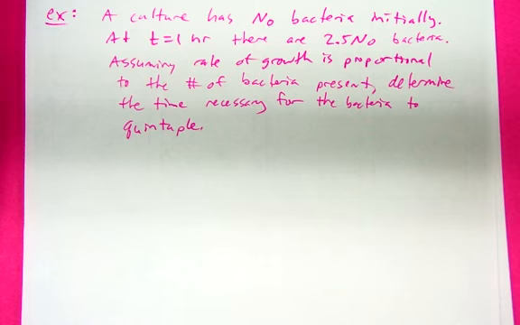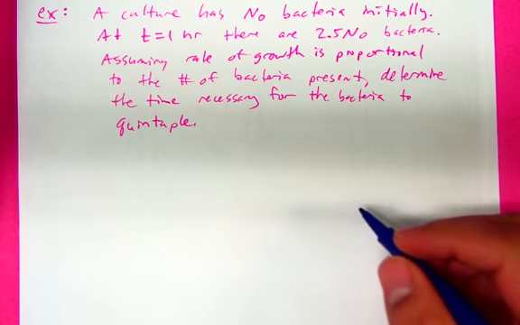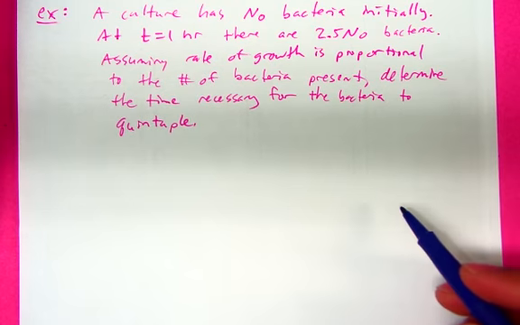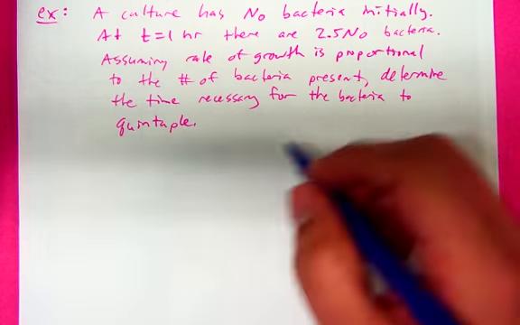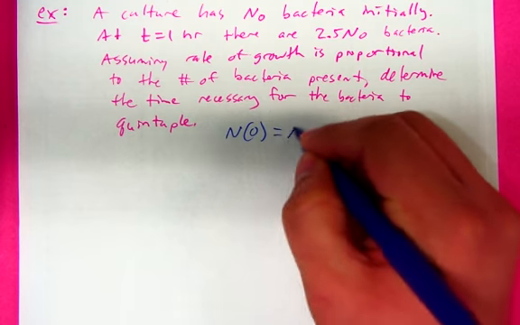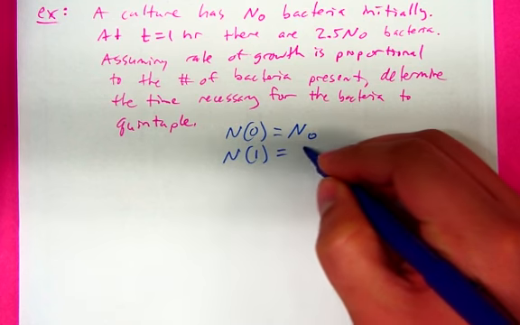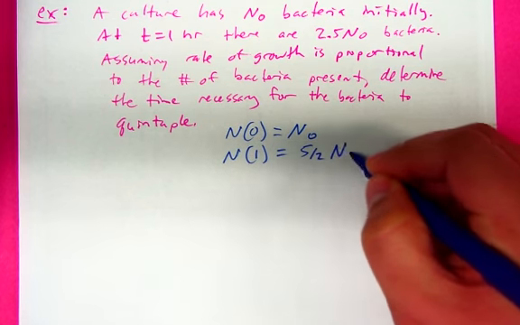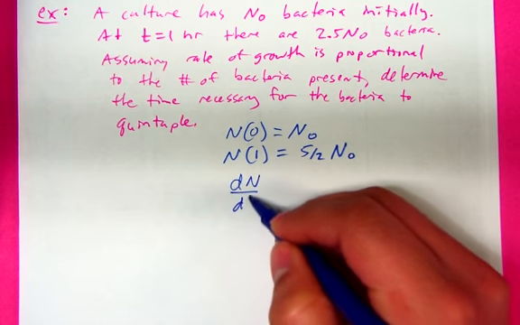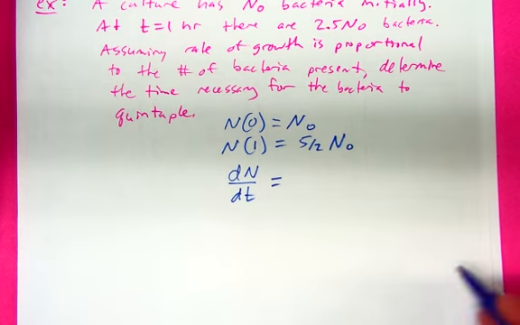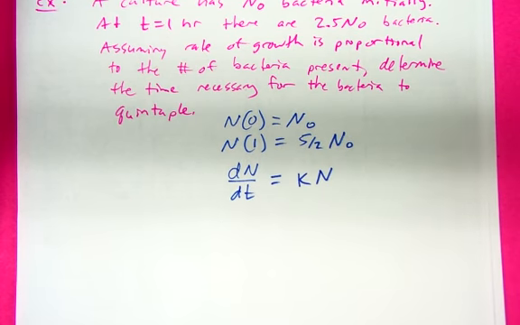Okay, so I'm going to write down what we know. Quintuple the original value? Yes, the original value. So we know that initially we have N naught. After an hour, we have 2.5 times that value. And we do know that the rate of change varies proportionally with the amount present. So we have the model dN/dt equals k times N.